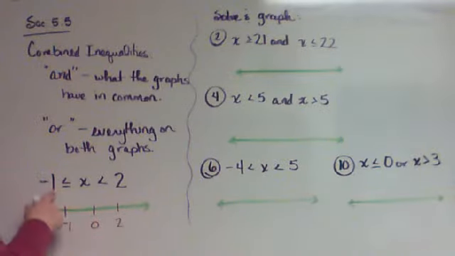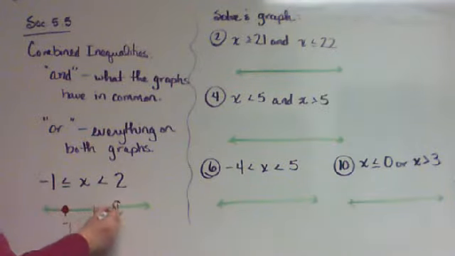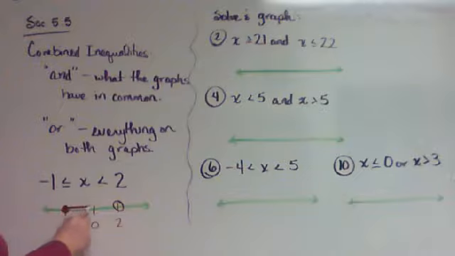Now, is the -1 going to be a solid circle or an open circle? Well, it's going to be solid because it has a line underneath it. So it gets a solid circle. Is this one going to have a solid circle or an open circle? It's going to be open because it has no line underneath it. When you have the X in between the two numbers, that means you shade in between the two numbers. That's why I like these, because they're really easy to do.